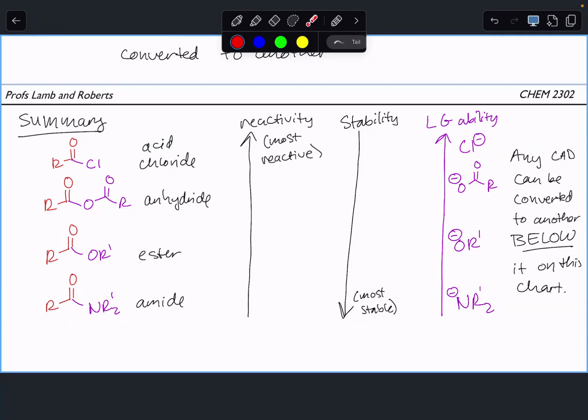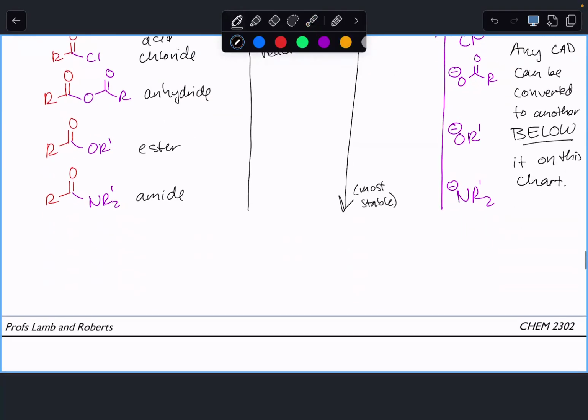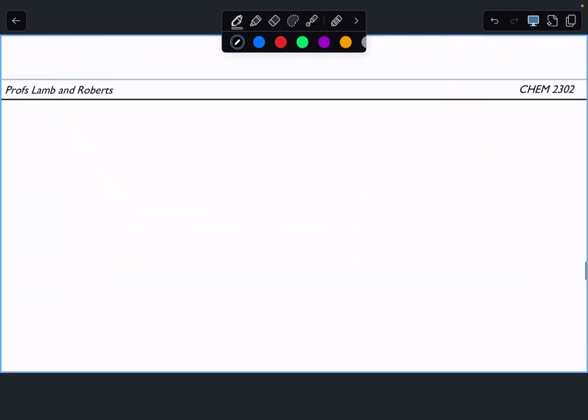Okay, so that's your crash course into carboxylic acid derivatives. Now we are going to introduce the one reaction that we're going to be talking about for the next I don't even know how many lectures, at least two, maybe three. It's just one reaction. There's just lots of variations on this reaction. So we're going to start a new one.